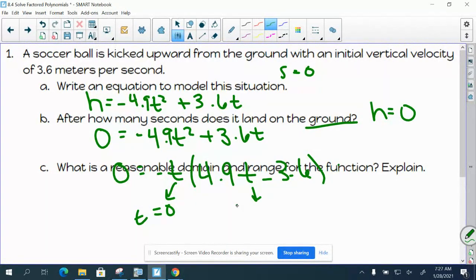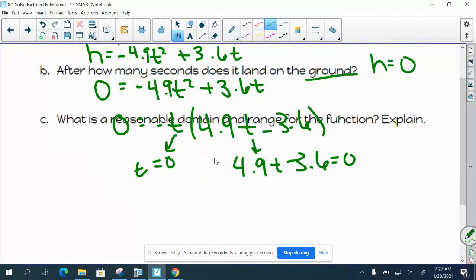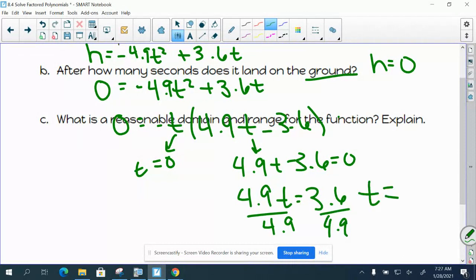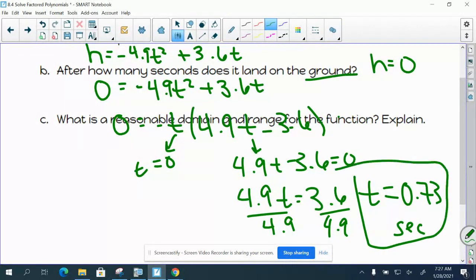And then this, if we set this equal to 0, we add over the 3.6, divide by 4.9, and then 3.6 divided by 4.9 gives us 0.73 seconds. So that's how long it takes the ball to reach the ground. And that's a pretty reasonable answer, right? Because the ball should not be in the air for very long. You would expect it to come back down pretty quickly.